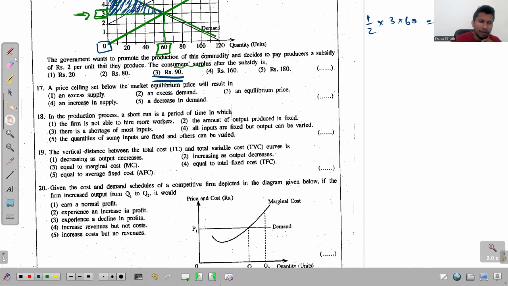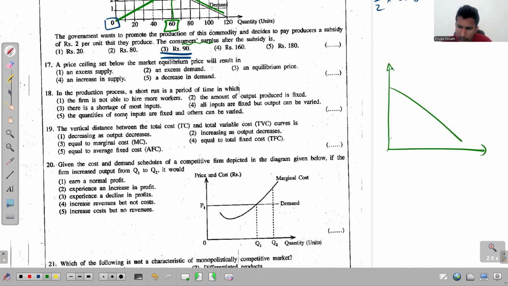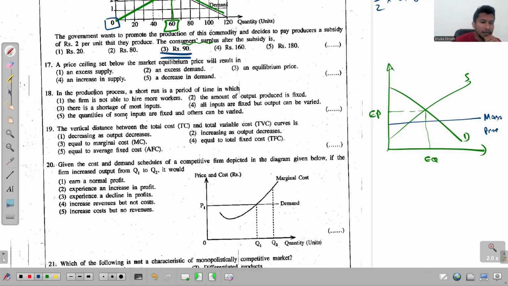Right, 17th question. A price ceiling set below the market equilibrium price. Anyway, the effective price ceiling will be set below the equilibrium price. So this is the supply curve, this is the demand curve, and this is the equilibrium price, and this is the equilibrium quantity. Now the government is going to impose this maximum price. So this is the price ceiling. This is the maximum price. Right? Maximum price. දැන් අහන්නේ මොකද්ද?